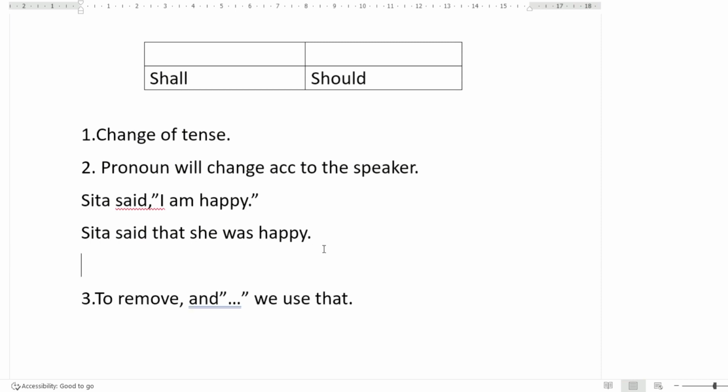Okay, let's take up an exception sentence. I said, I will water the plants.